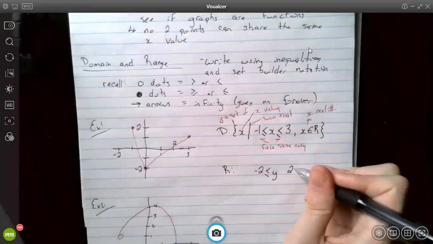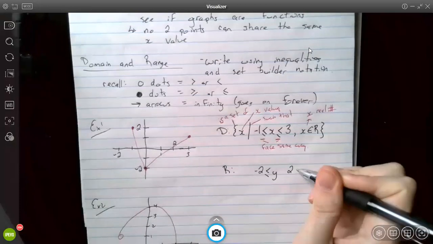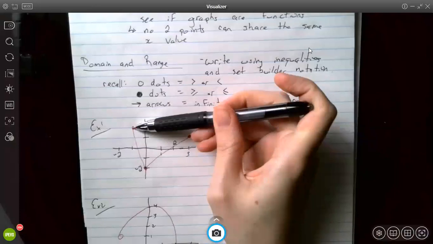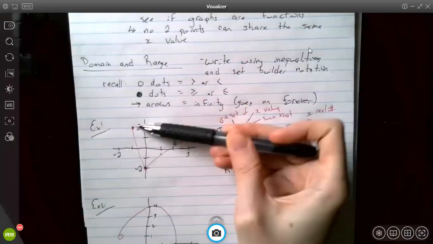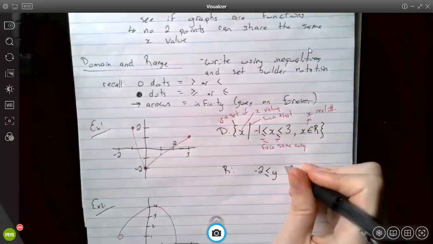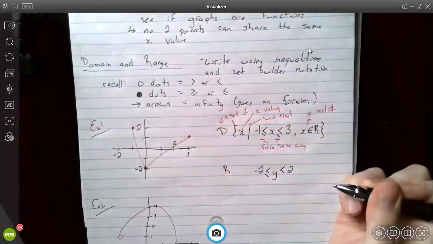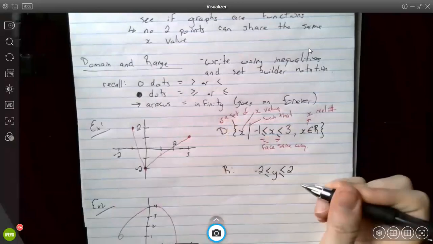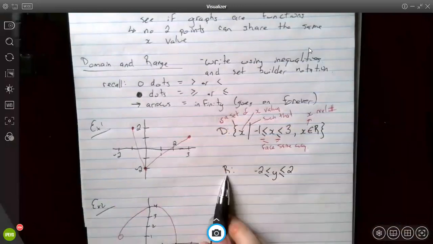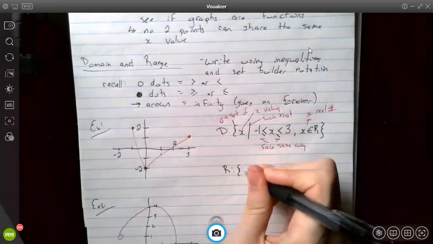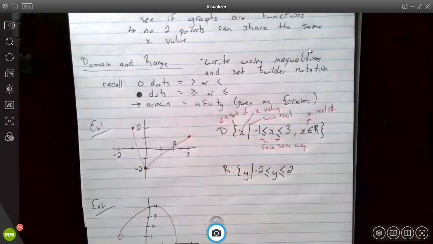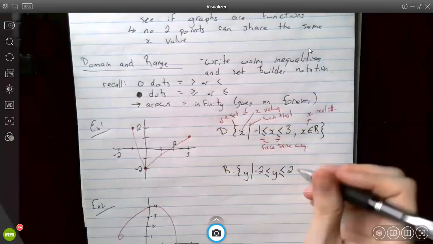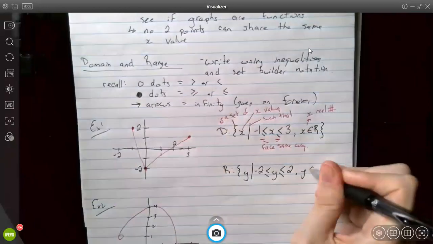Then we're going to look at our other variable here. All of the y values in the graph are below 2, so y is less than 2. And because our dot is closed, it could also be equal to 2. And then we're going to finish off our set builder's notation by saying that the range is a set of y values such that y is between -2 and 2, and then y is a real number.